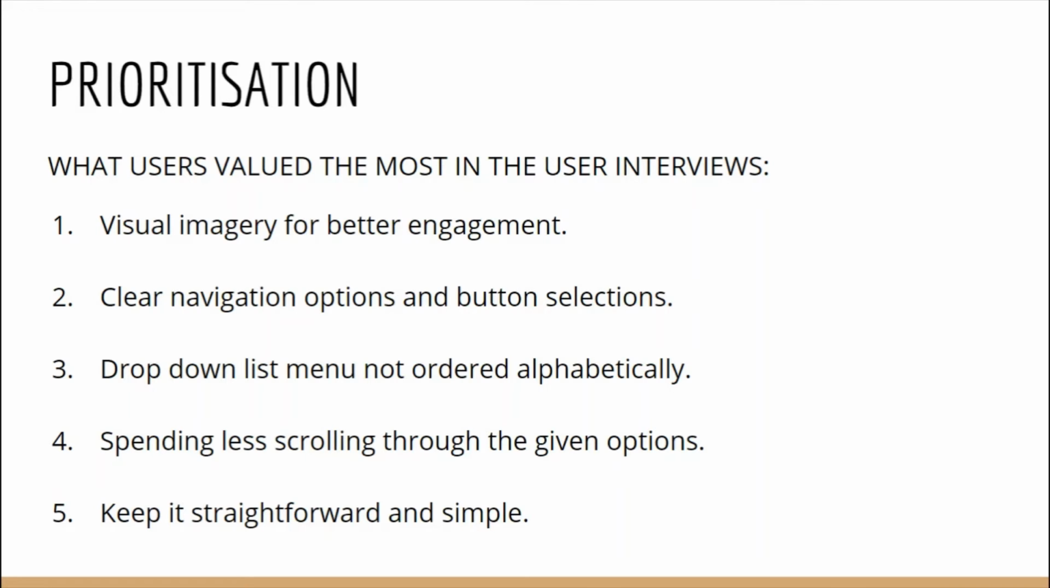How I prioritized is what I felt users valued the most from the user interviews I've done. Number 1, again, visual imagery for better engagement. Number 2, clear navigation options and button selections. Number 3, drop-down list menus not ordered alphabetically. Number 4, spend less time scrolling through the given options. And number 5, keep it straightforward and simple.